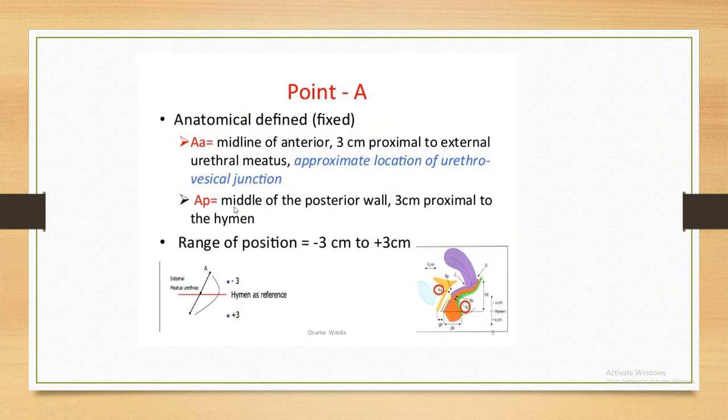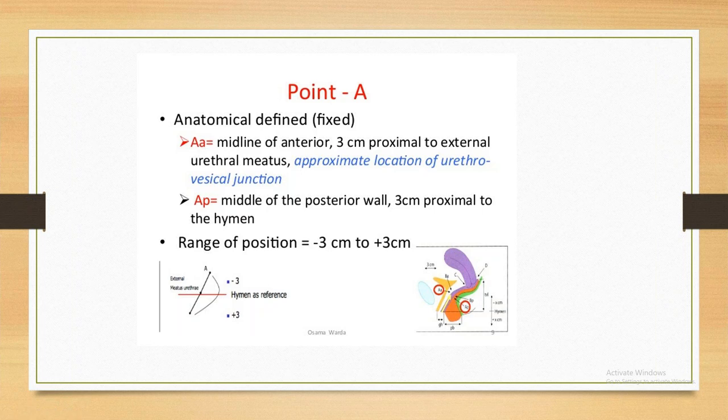Yes. So this is the description of each point. Point AA and AP are the fixed points. AA is 3 centimeters proximal to the external urethral meatus. Here will be the AP point, 3 centimeters proximal to the hymen on the posterior vaginal wall, while AA is 3 centimeters proximal to the hymen on the anterior vaginal wall.